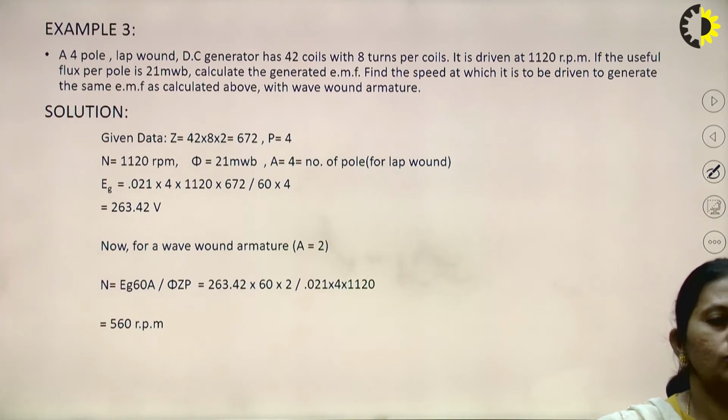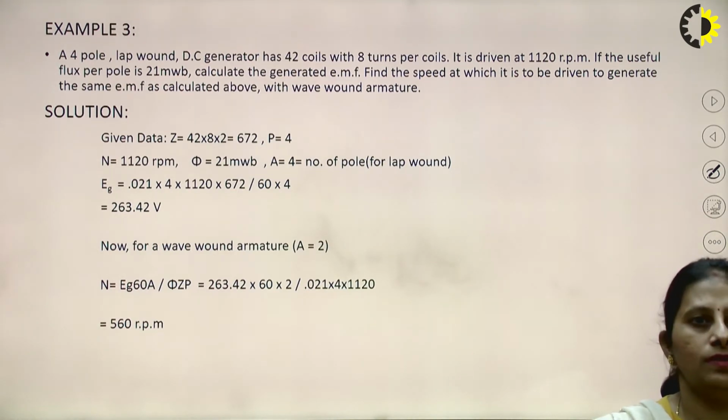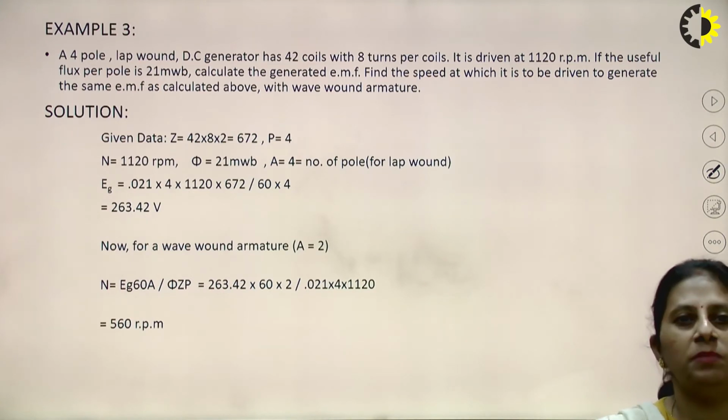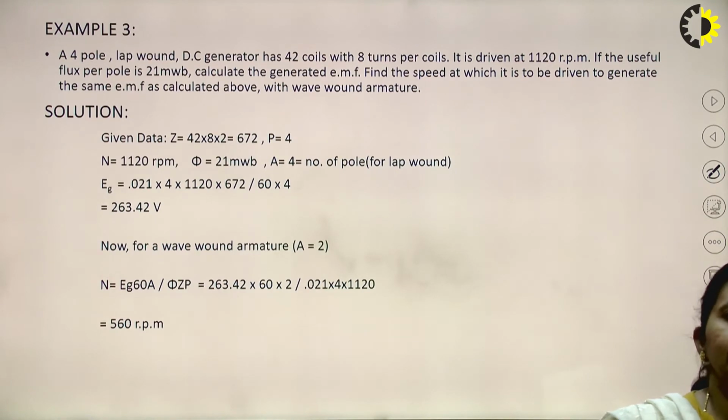wave wound armature. The numerical is very much similar, but in this case, the EMF generated is the same and we need to find the speed in the other case. Earlier it was lap connected, this time the second case is wave connected. So once again, going with the given data.